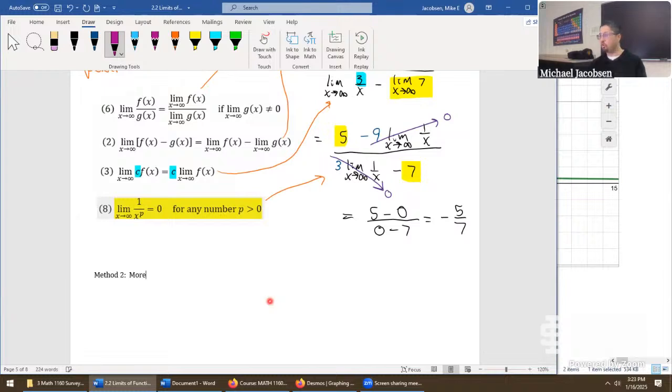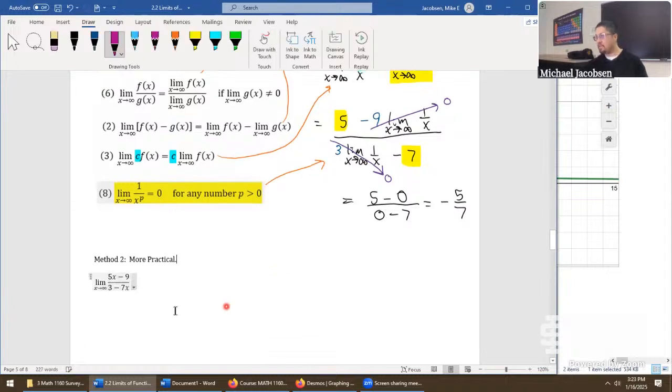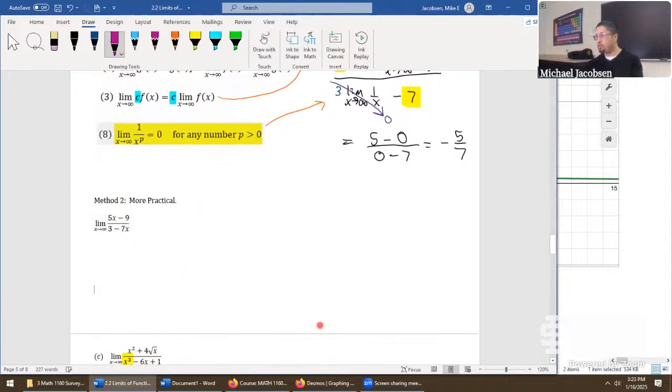Let's say that this is more practical. In method 2, if we're going to handle this limit, and we're still going to use the approach that our author shows of focusing on the denominator, we'd begin by writing limit as x goes to infinity. I'm dividing everything by x. We did that once, so I'll skip a step and just put a 5 here. Then minus 9 over x. Over here will be 3 divided by x.